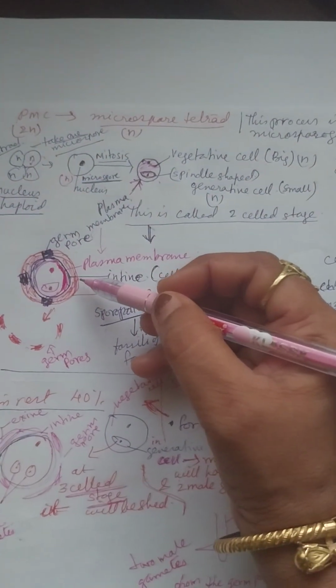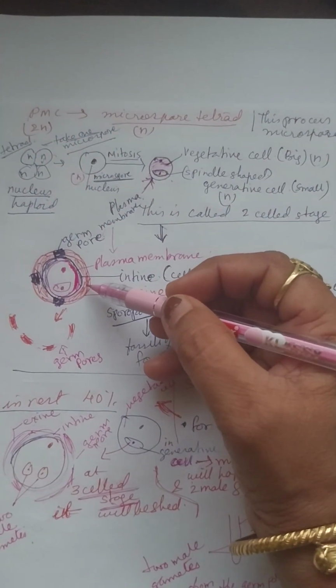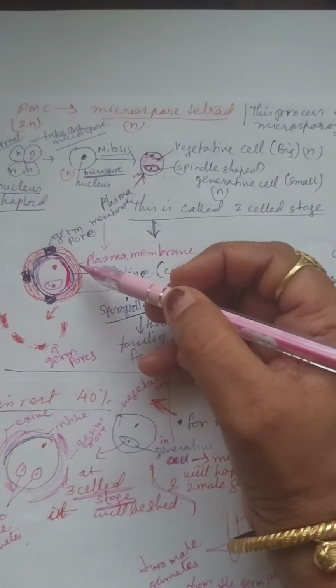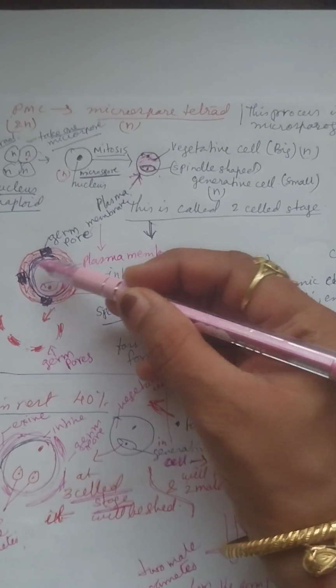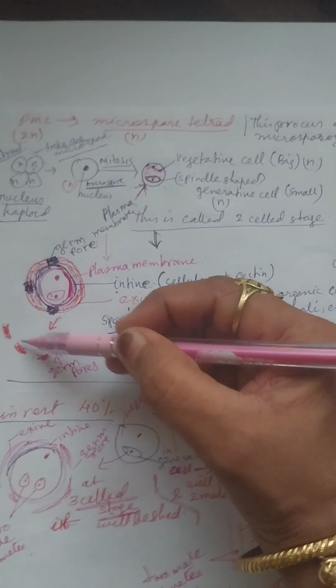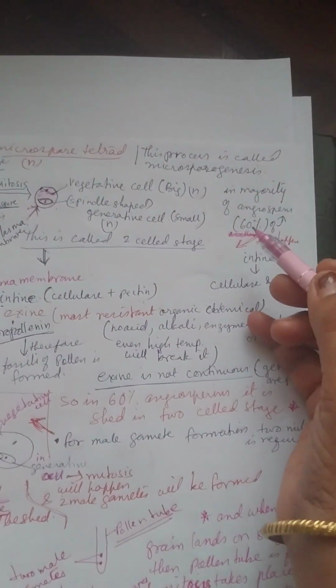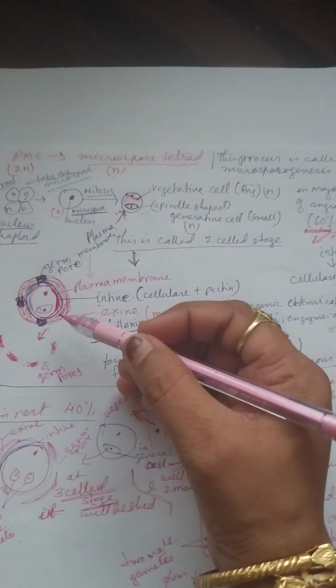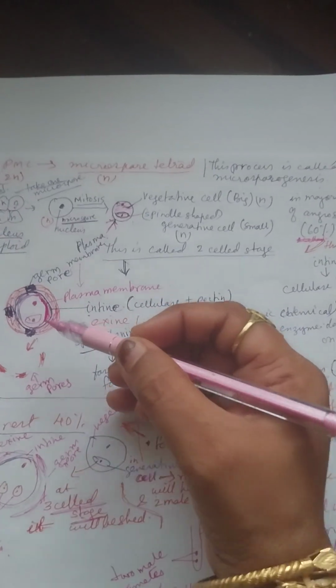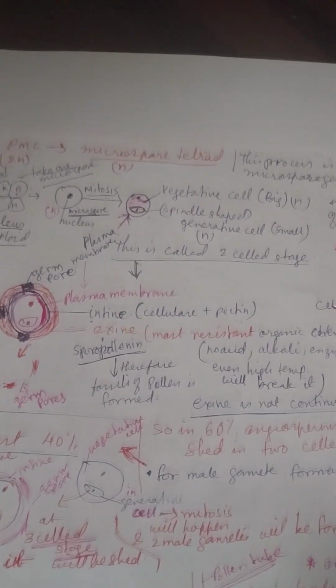In most of the cases, the exine is beautifully sculptured. Okay, this is not continuous. There are germ pores present. In most of the angiosperms, 60% of the angiosperms, the pollen grain, the microspore, is shed in this two-celled condition.